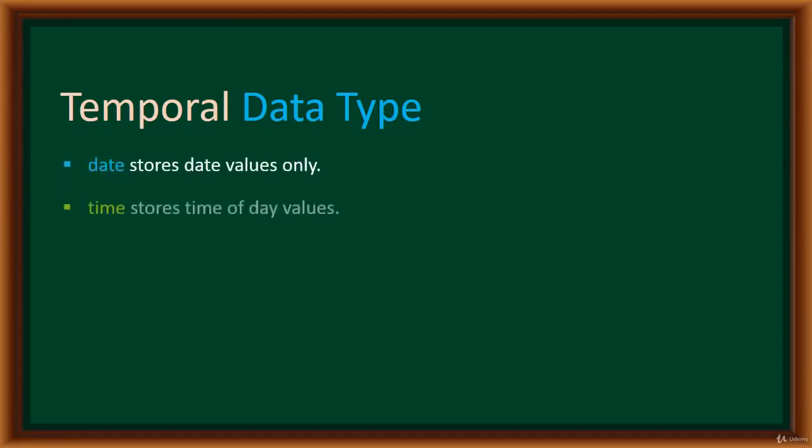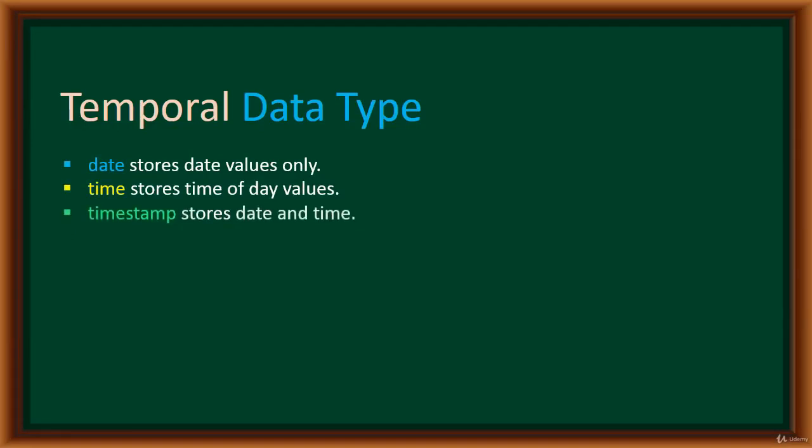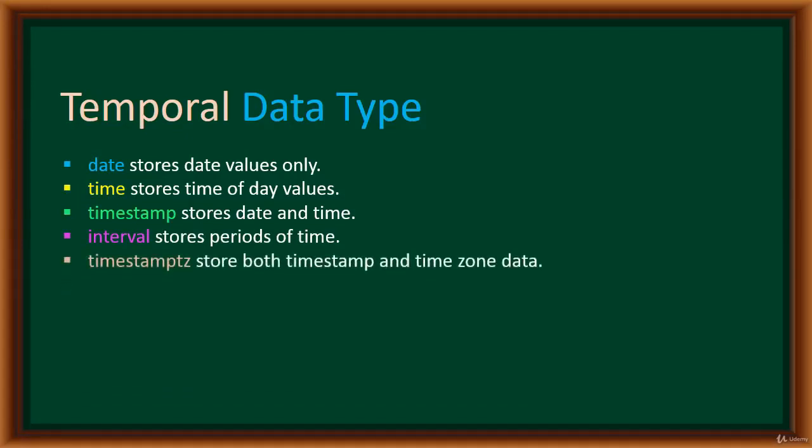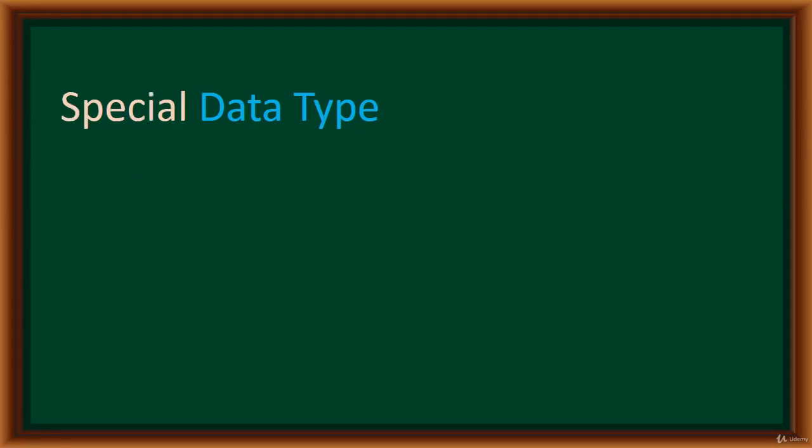And then we have the time that stores time of the day value. We've got the timestamp that stores the date and the time. And then we've got the interval. The interval stores periods of time. And we've got the timestamptz. This stores both timestamps and the time zone data. The timestamptz is a Postgres extension to the temporal data type.